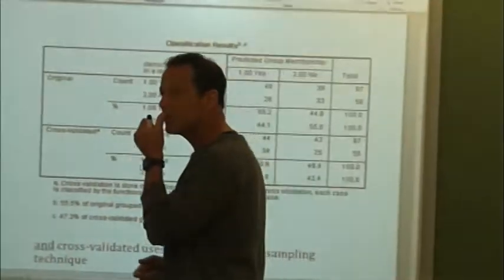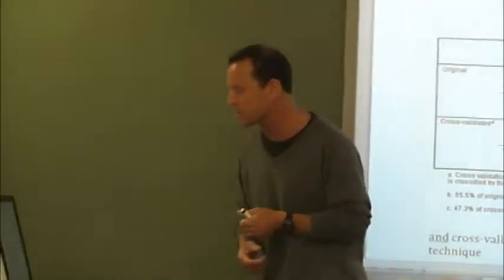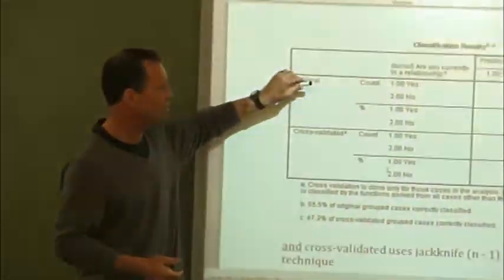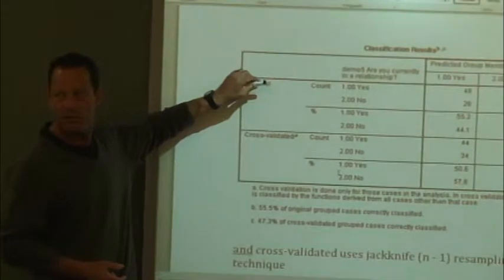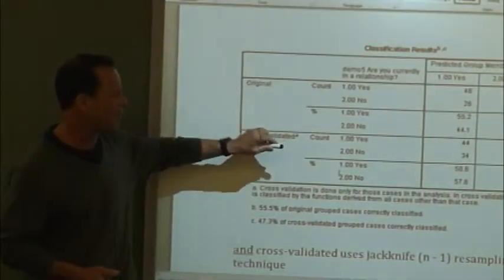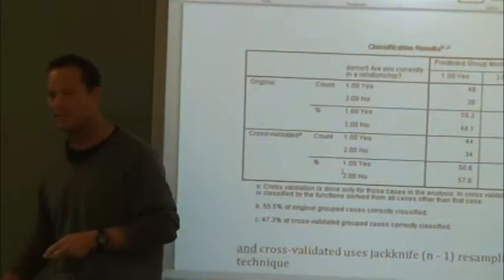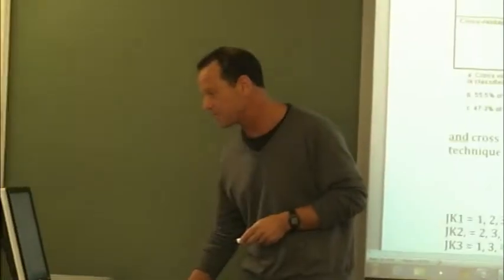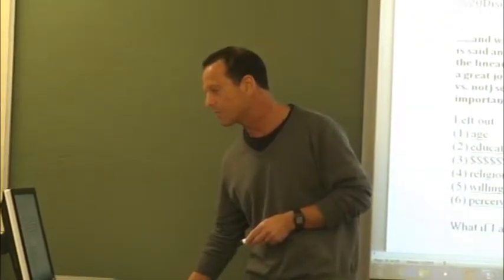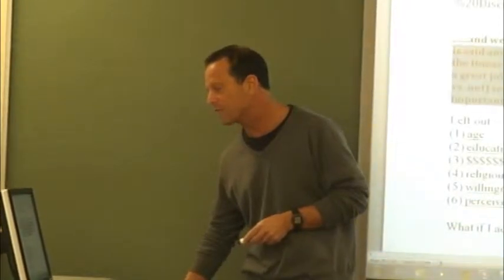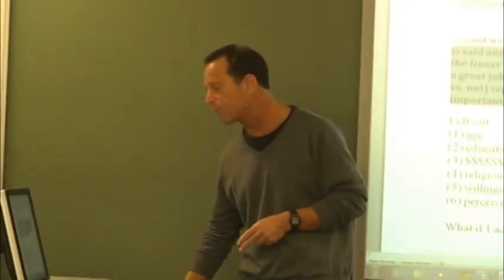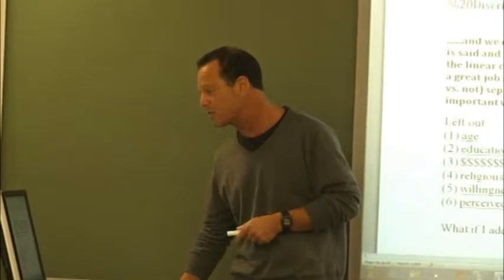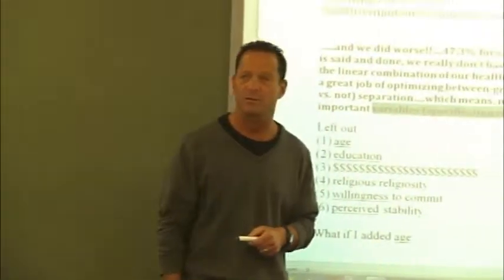But I do want you to use that, everybody, in conjunction with what's called the original and cross-validated, to be able to make sense of classification. So when all's said and done, we really don't have strong evidence that the linear combination of our health-related variables did a great job of optimizing between group separation, which means maybe you omitted important variables.